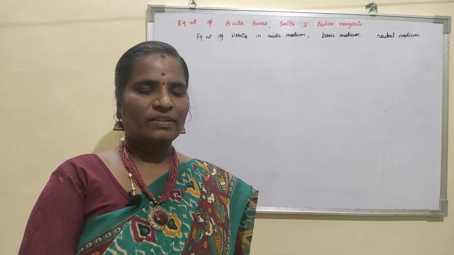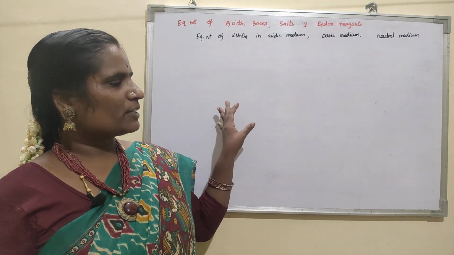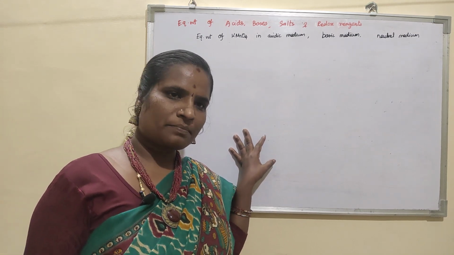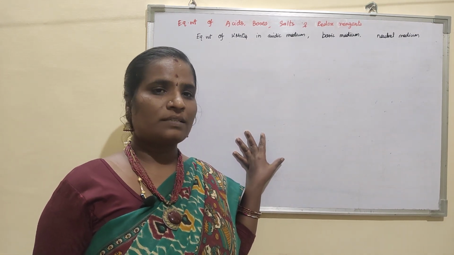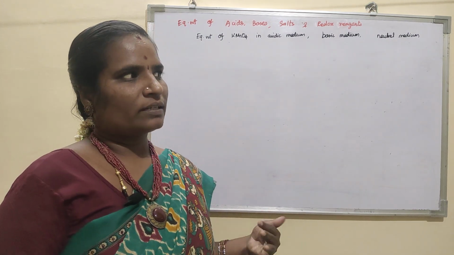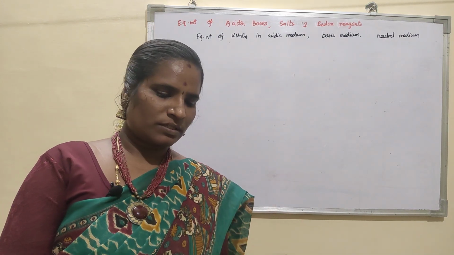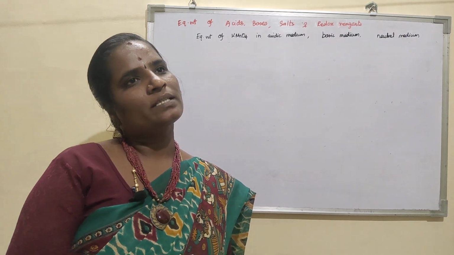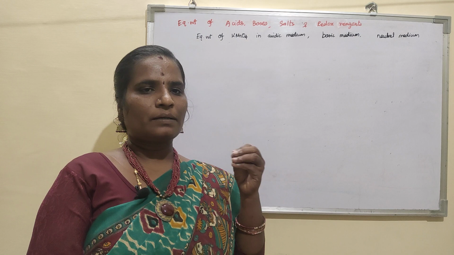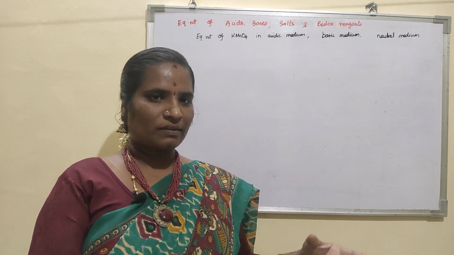Already in the previous session we dealt with the calculation of molecular weight, mole and equivalent weight for the acids, bases and salts we have seen. Now we are going to see how to calculate the equivalent weight for the oxidizing substance or the reducing substances. Because in redox reactions, depending upon the medium, the number of transferring electrons will vary.